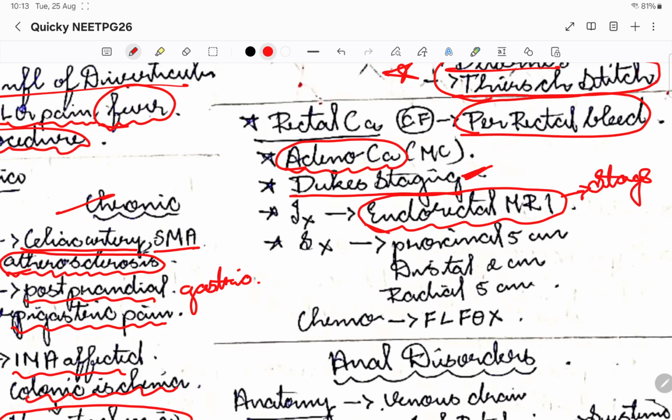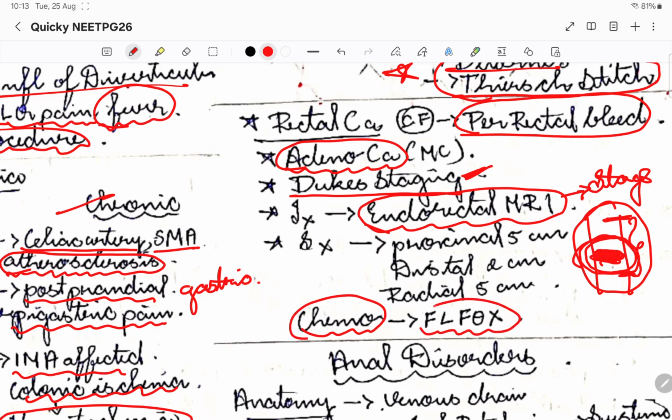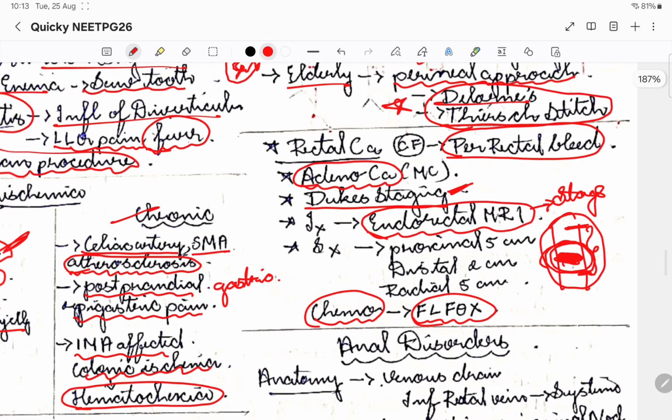So what the surgical management is, so if this is the rectum, and the lesion is here, proximally 5 centimeter we are going to resect, and distally 2 centimeter we are going to resect. Okay, and radially around 5 centimeter of radial circumference we are going to resect. This is how the surgical approach will be. Okay, then chemoradiation will be given, that is FOLFOX. Okay, FOLFOX is for rectal cancer.